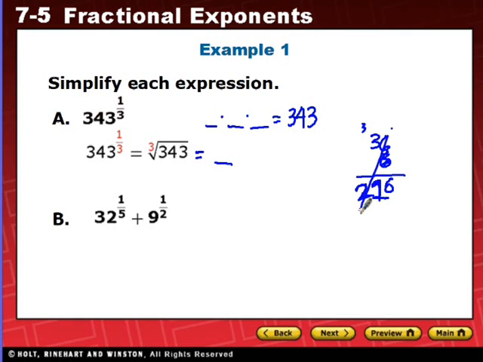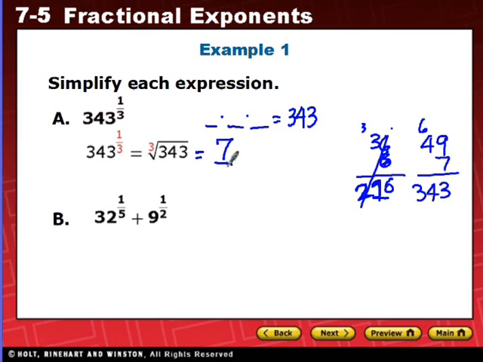So it's not 6. How about 7? 7 would be 49 times 7, ding, ding, ding, and that's going to be 343. So the cube root of 343 is 7, not 7 times 7 times 7, just one 7.